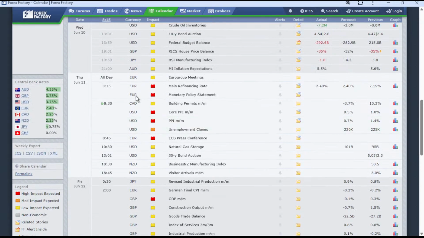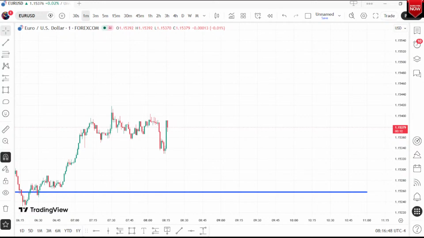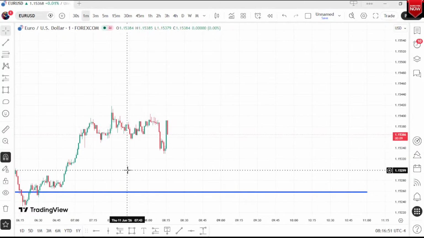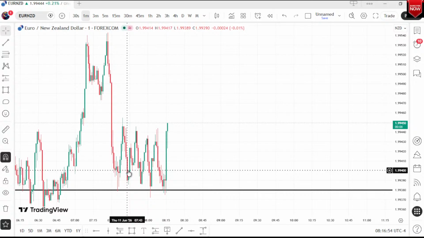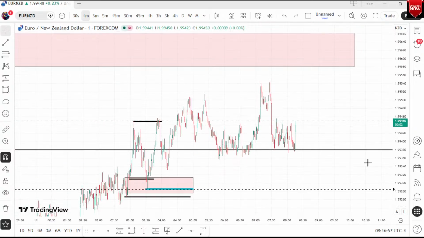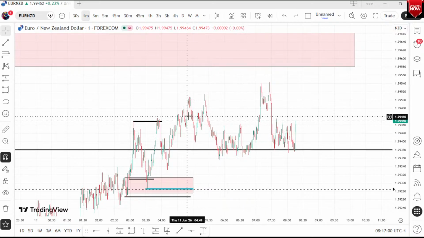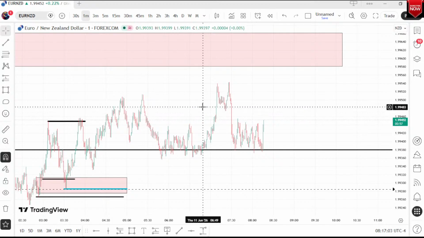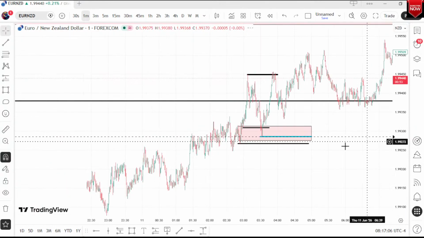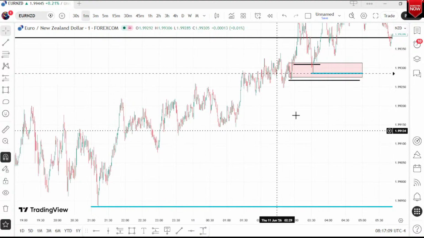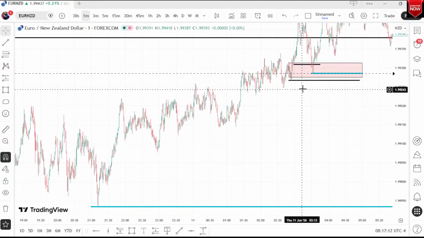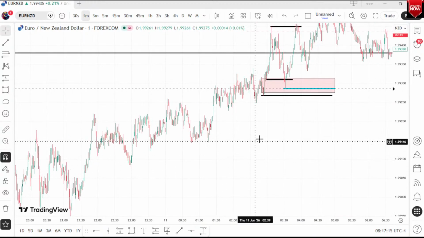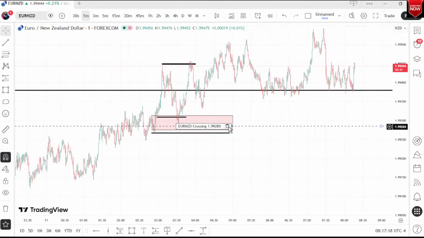So the next one is at 8:30, the core PPI. That's when we want to see more liquidity. But you see the euro, let me go back. You want to see euro New Zealand rolling up high. I think this consolidation is formed because the New Zealand banks are closed or something, I don't know, but this is when you are trading when there was liquidity, during the London session.